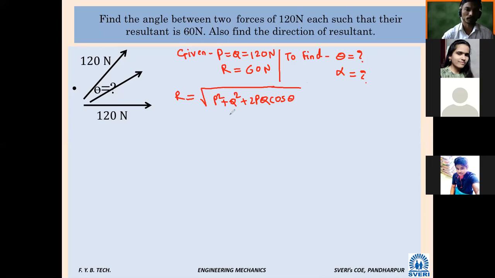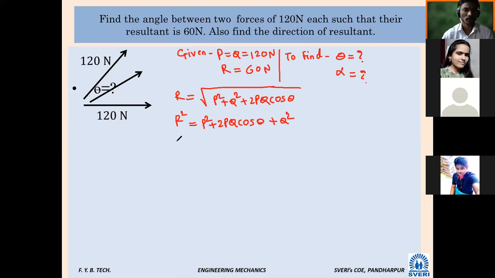If I square both sides, R square is equal to P square plus Q square plus 2PQ cos theta. So it becomes P square plus 2PQ cos theta plus Q square. Calculate now.